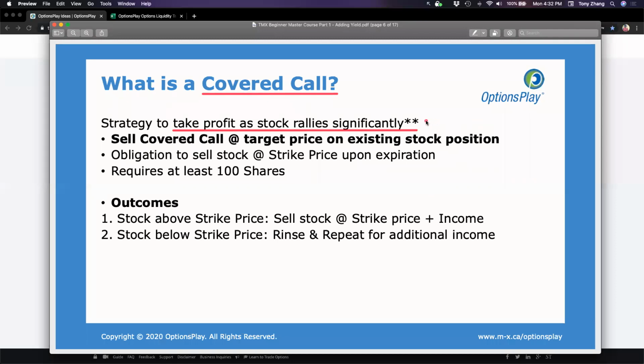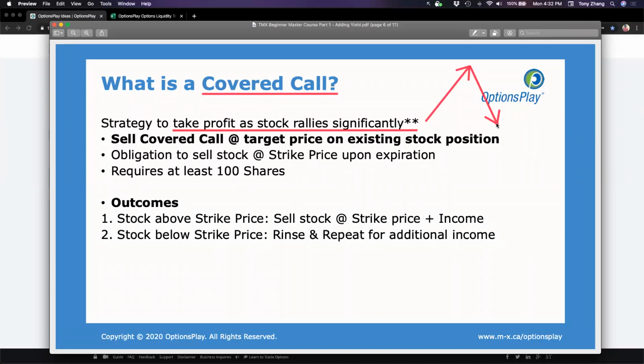You own a stock because you believe it's going to increase in value. But that is only useful to you if you are able to take profit. Because if a stock increases in value and then comes right back down to where you were, you have a flat position.